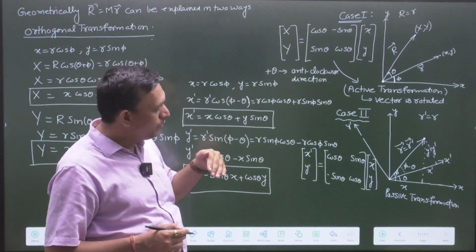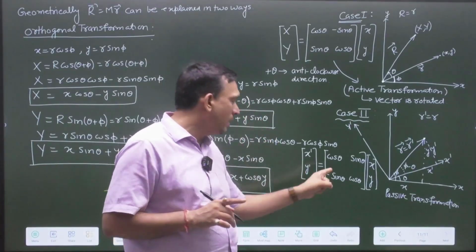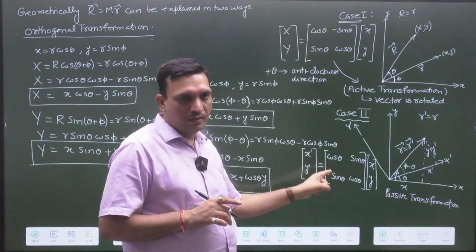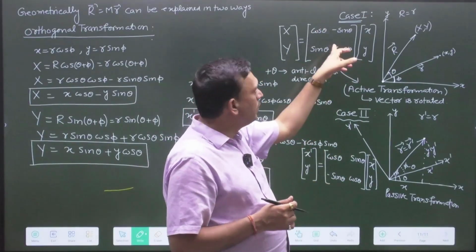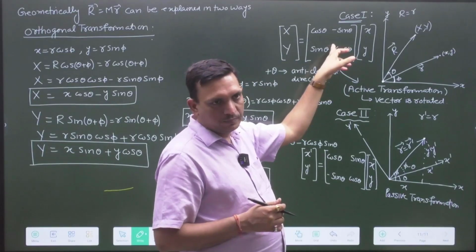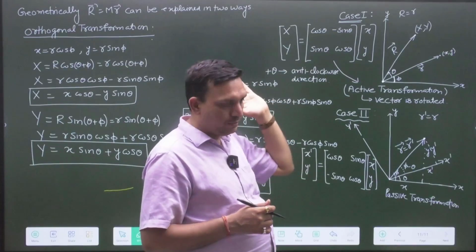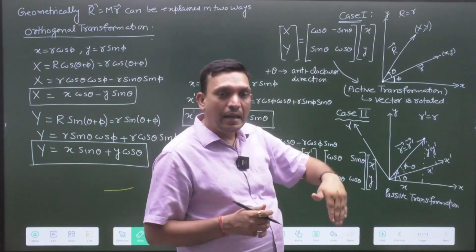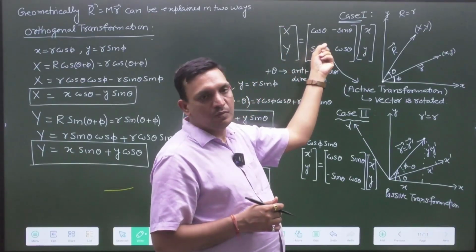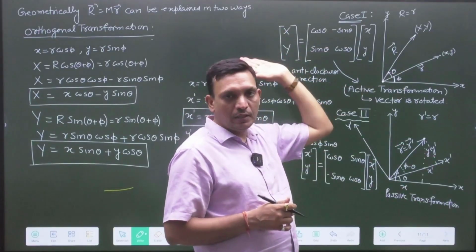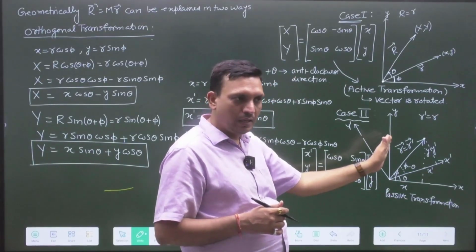So whenever they ask you by what angle the axis is rotated, if the matrix is given, you have to compare with this matrix. And when they ask you by which angle the vector is rotated, you have to compare with this matrix. Both are giving you rotation in anti-clockwise direction. Please remember here theta is in anti-clockwise direction. If the vector is rotated in anti-clockwise direction, this will be the matrix. If the axis is rotated in anti-clockwise direction, this will be the matrix. Clear?